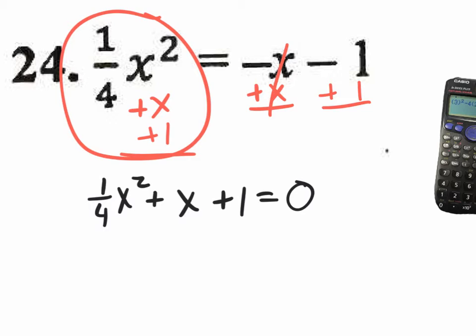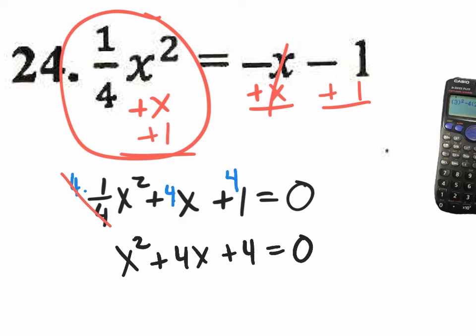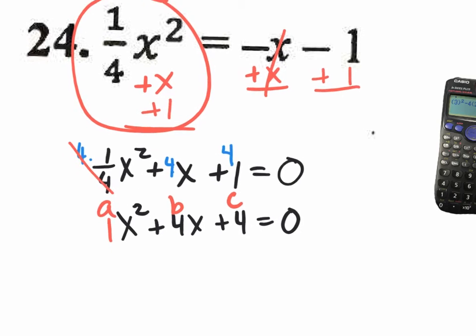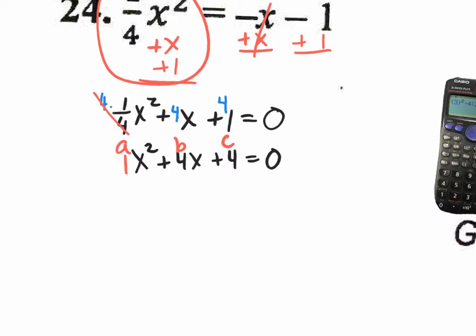Now, you could type in the b squared minus 4ac into your calculator. If you don't want to deal with fractions, because it's an equation that's set equal to 0, you could multiply everything by 4 if you wanted to. If you multiply by 4, it might make it a little easier for you. You're going to end up with 1x squared plus 4x plus 4 equals 0. And now you could say, oh, my a value is 1, my b value is 4, my c value is 4. And then you could use the quadratic formula to determine your discriminant.